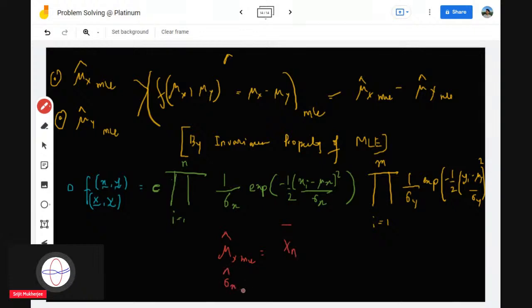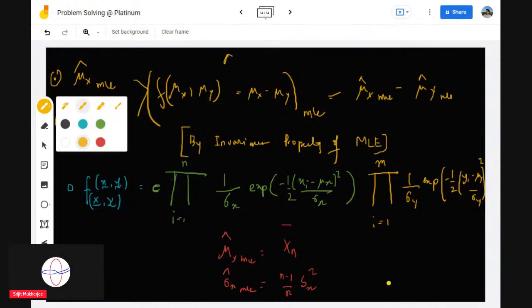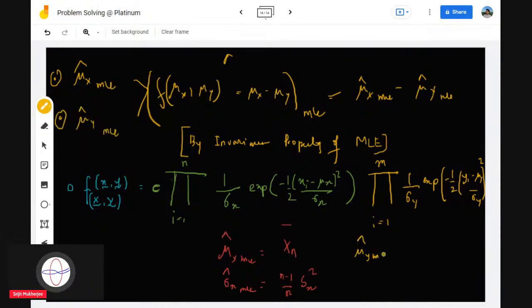And the MLE of sigma x is n minus 1 by n s square x. Right? S square is 1 by n minus 1, so I do it because of the issue of unbiasedness. And similarly here for y also, the MLE of mu y is ym bar and the MLE of sigma y is m minus 1 by m sy square.